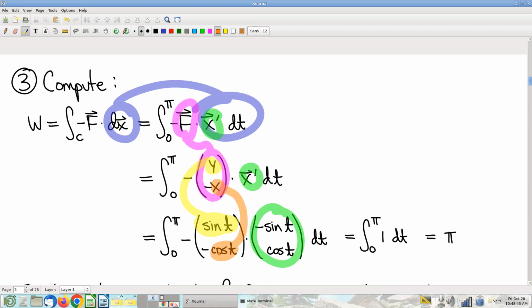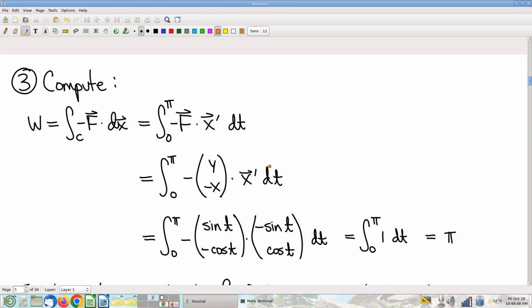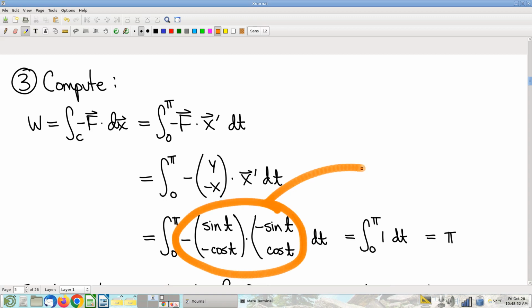Okay, is everybody on board? Okay, and then it turns out to be an easy integral. This integrand altogether is, by the Pythagorean identity, just 1. And it turns into the world's easiest integral. And there you go.